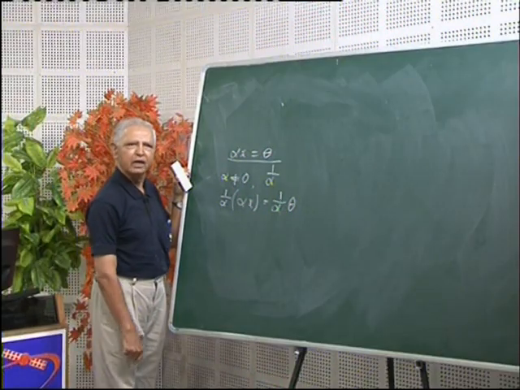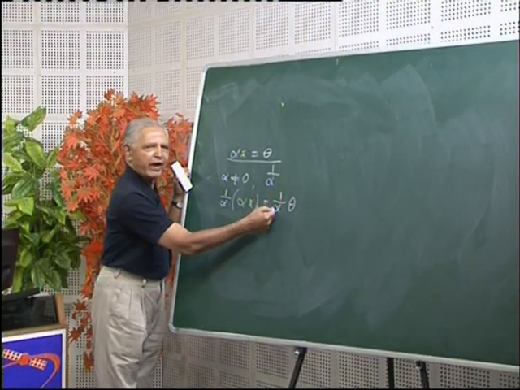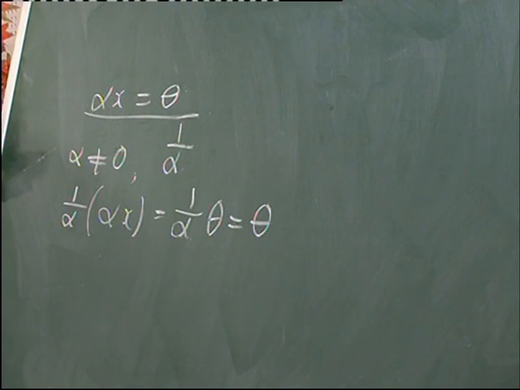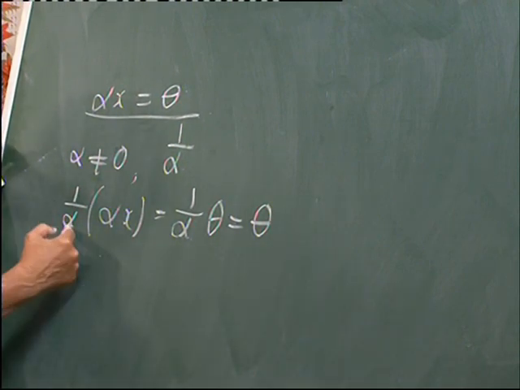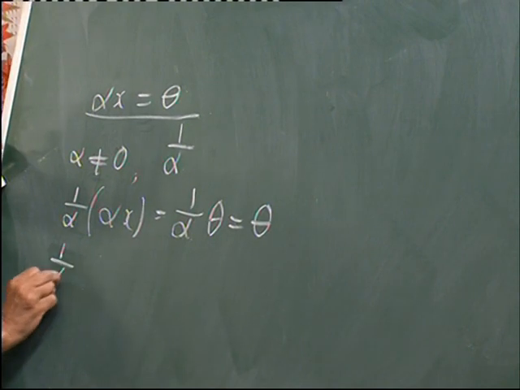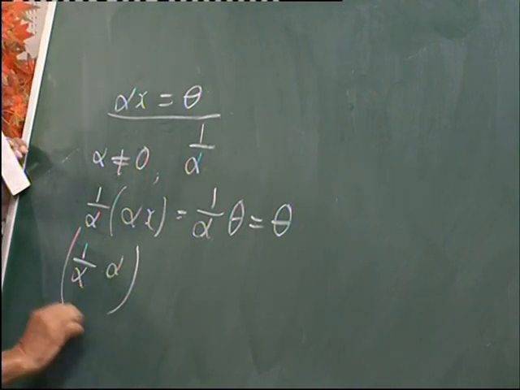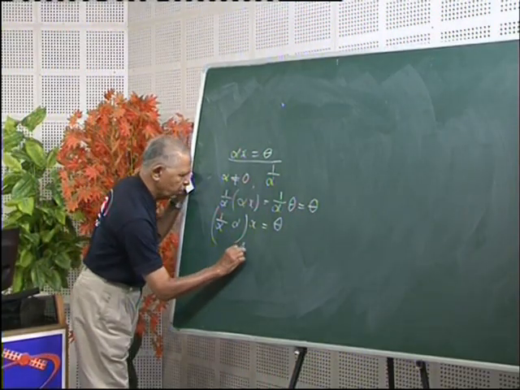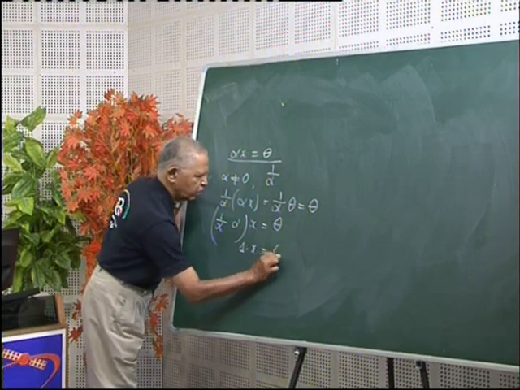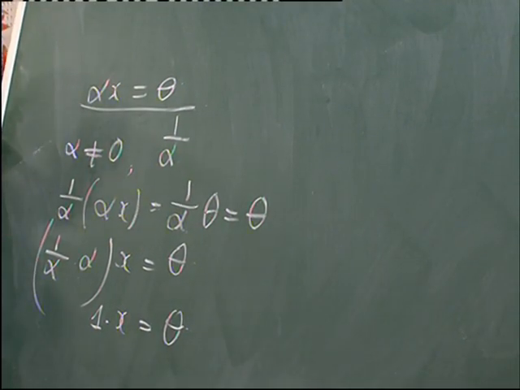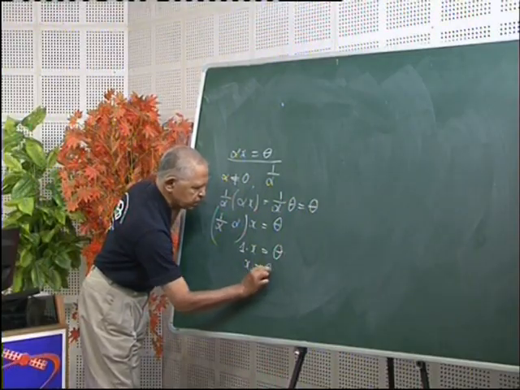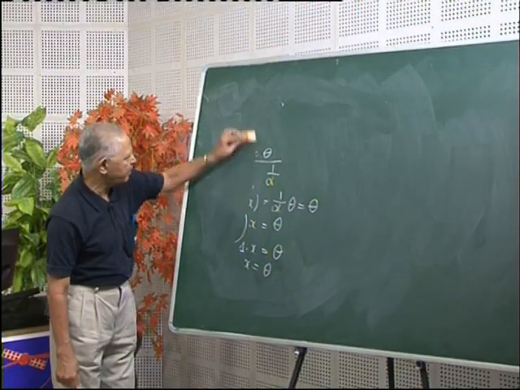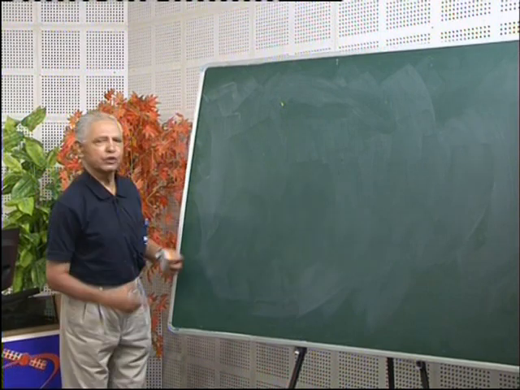Just now we proved that if you take any real number alpha, alpha into the 0 vector must be a 0 vector. Again, using one axiom here, we get (1 upon alpha) into alpha x = 0 vector, and this gives you 1 into x = 0 vector. Using the last axiom, we get x = 0 vector. So, these are some elementary properties of our vector space.